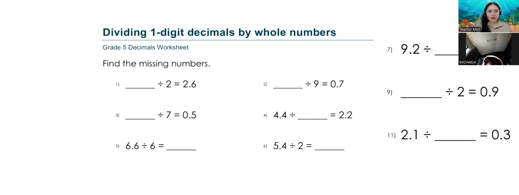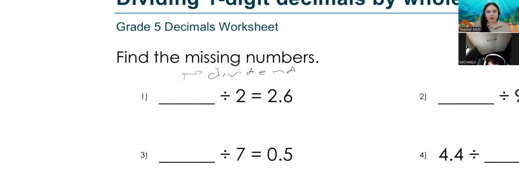Yes. Okay, so this one, the blank, is what we call the dividend. Okay. And then the other one, this 2, is what we call the divisor. So this one, Michaela, 2.6 is what we call the quotient.